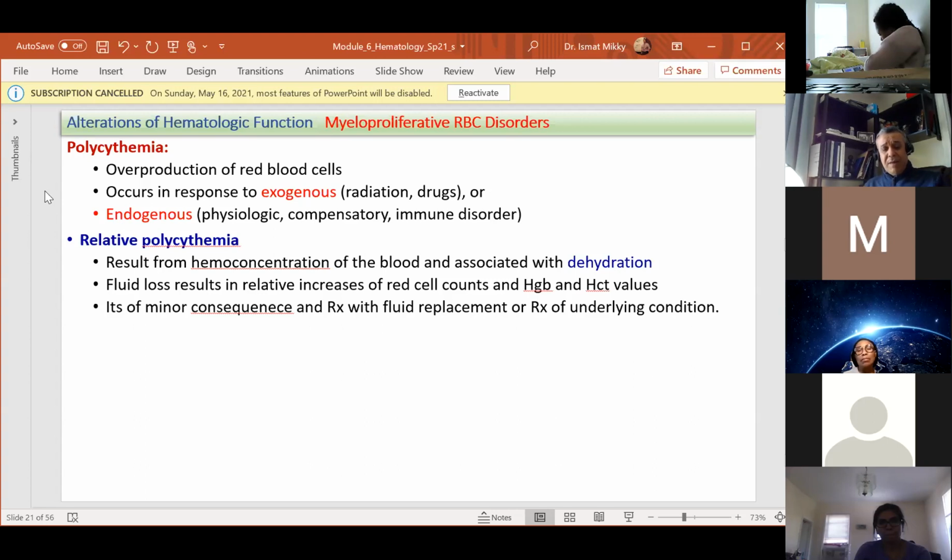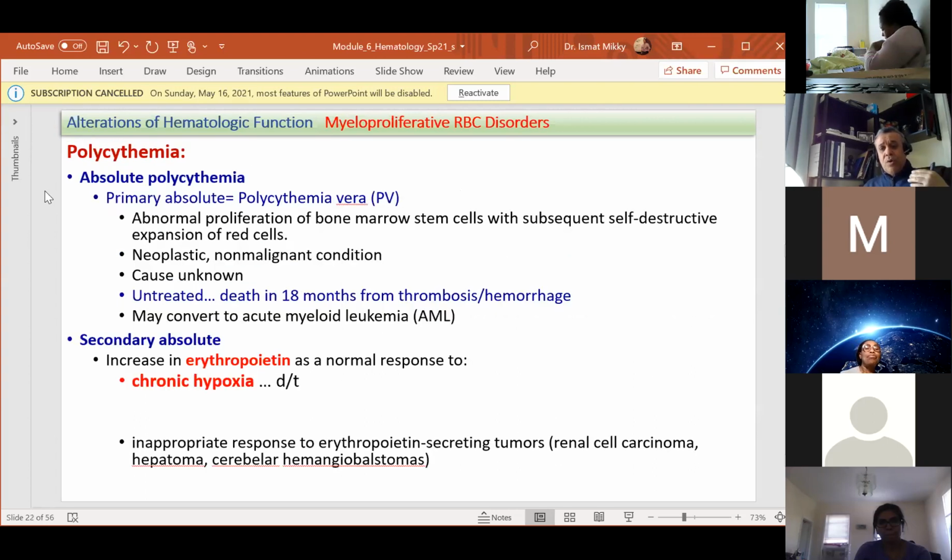So polycythemia can be absolute or secondary. Absolute, which is the primary type, there's another name for that, it's PV, which is polycythemia vera. The absolute polycythemia, if untreated, would result in death within 18 months from blood clots, from thromboses or from hemorrhage.